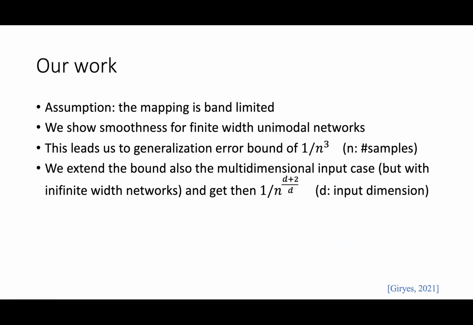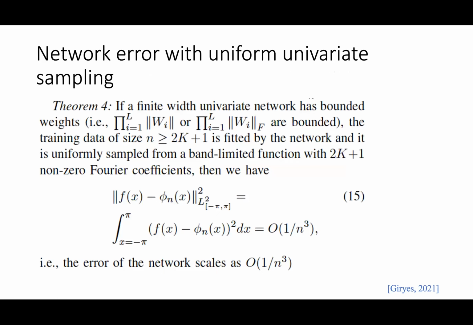So this assumption that the mapping is band limited, in the classification case when you apply a neural network, is a valid assumption. And with this, we get the following theorem. If we have a finite width univariate network that has bounded weights, either in the Frobenius norm or in the spectral sense, then if the training data is greater than 2k plus 1, where 2k plus 1 is the number of non-zero Fourier coefficients of the mapping that we learn, then the error of the approximation of the network goes like 1 over n to the power of 3.